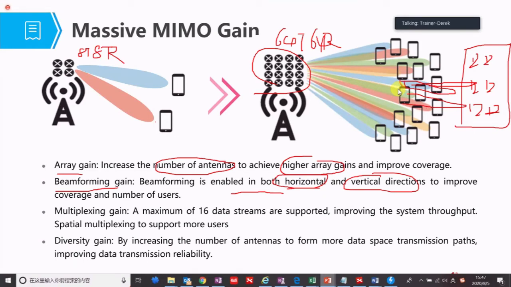Horizontal direction. But for 5G, they can support the vertical direction.